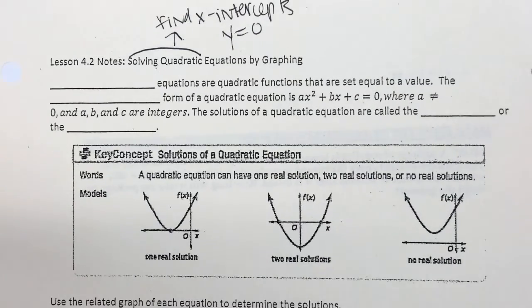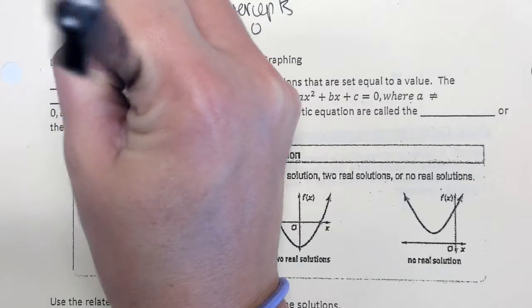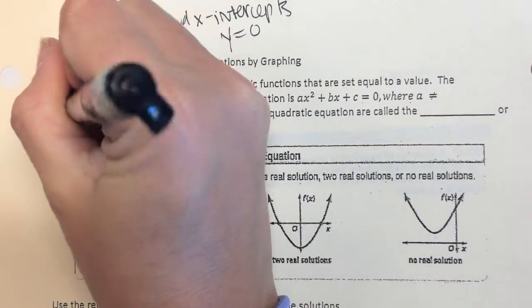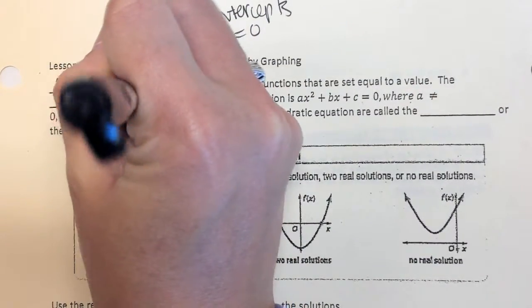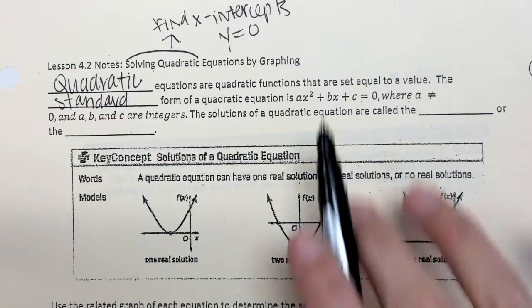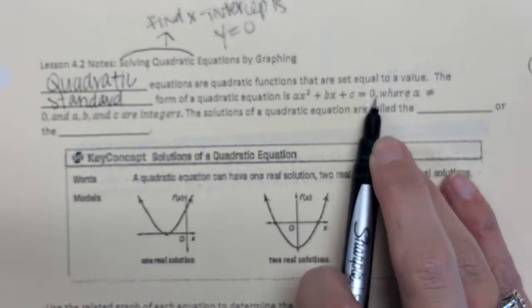Alright, the first thing is quadratic equations. That's the first definition. Quadratic equations are just quadratic functions that are set equal to a value. Now the standard form of a quadratic equation is just when everything is on the left side and it's set equal to 0. So standard form, when you have all the terms on one side, 0 on the other side.